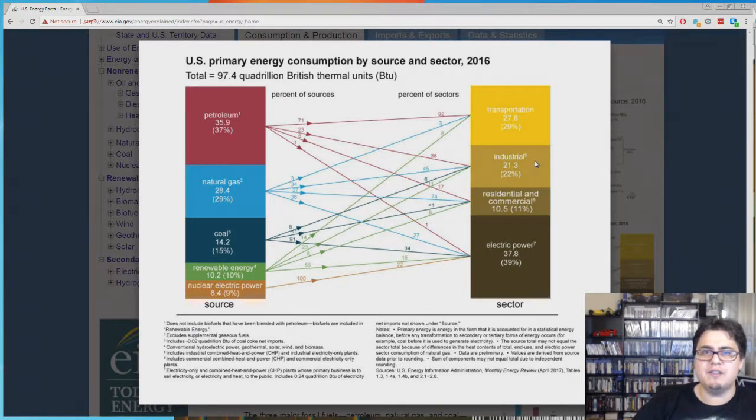Industrial is pretty much manufacturing processes, making all that junk that you buy on Amazon, making all your plastics and cars and all that stuff. 38% petroleum, 45% natural gas, 6% coal, 11% renewable.